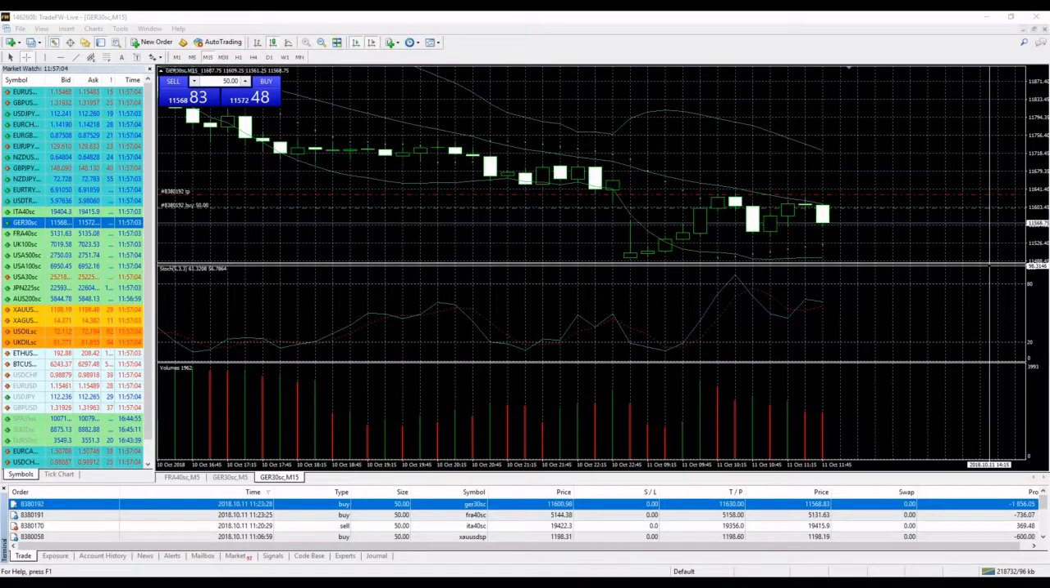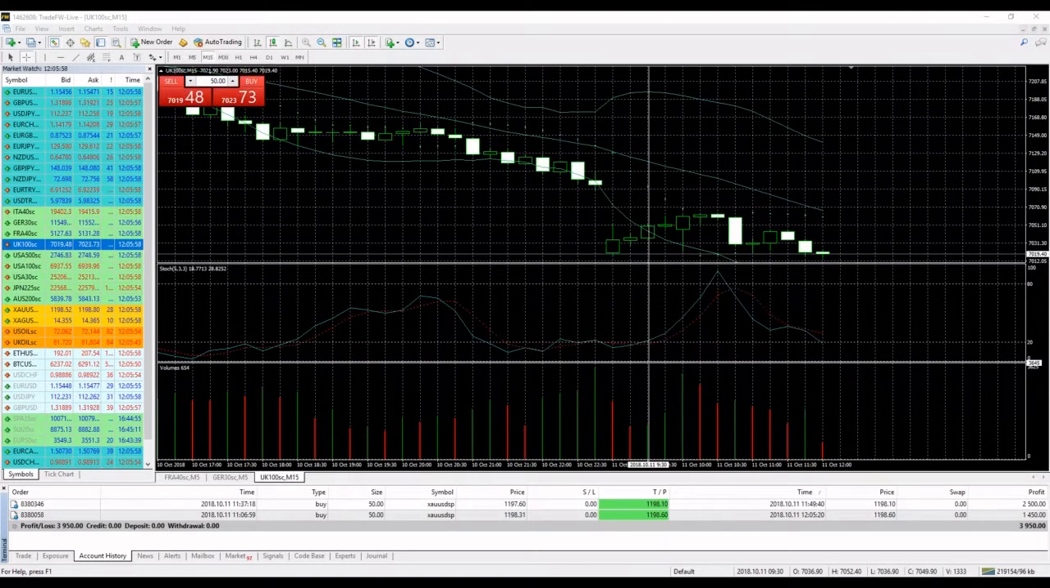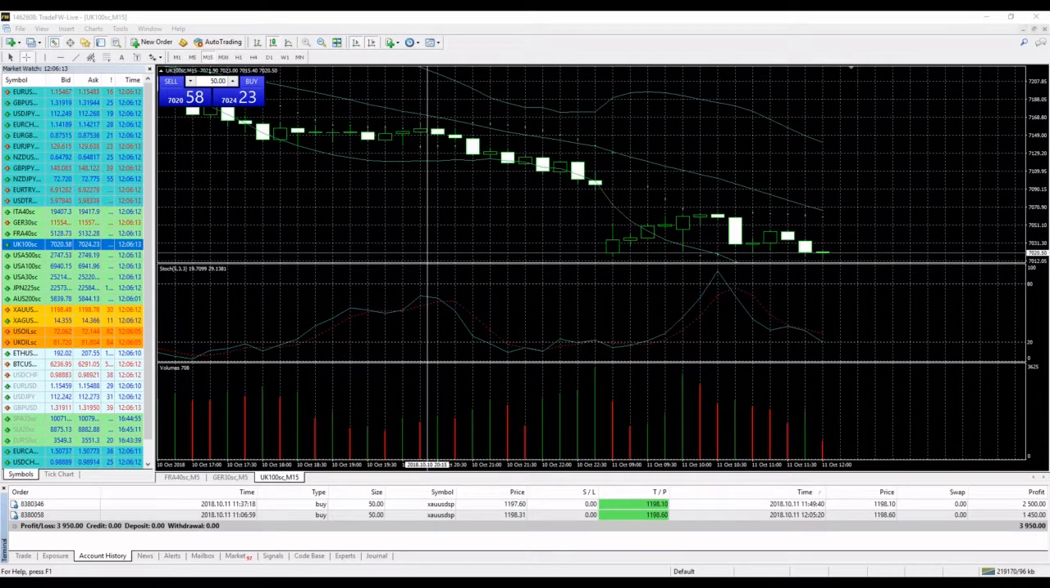Guys, we just closed another trade on gold. You can see my screen. We just closed another gold trade with $1,450 profit, and we increased our morning profits to $3,950, and we will see how soon we will get even more. So guys, stay with us.